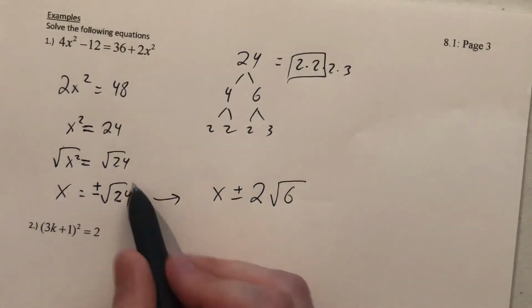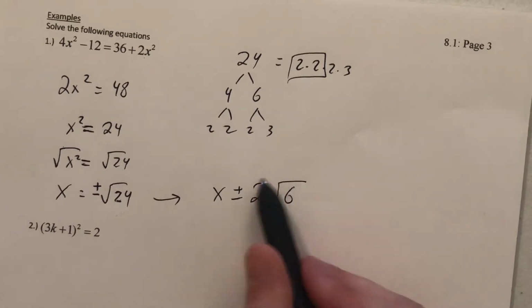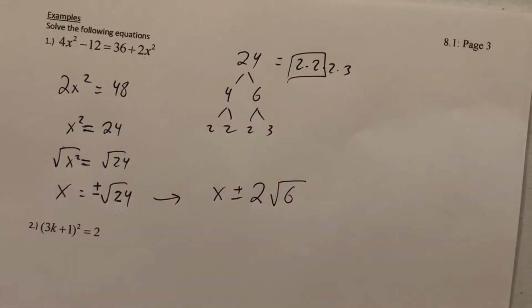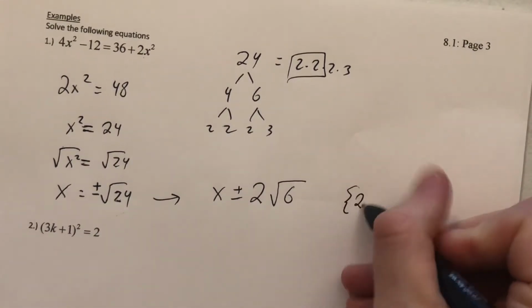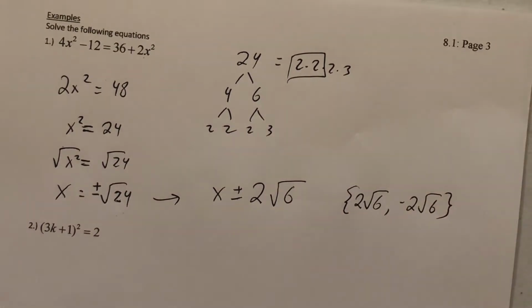So we always want to simplify the radical, but notice the plus or minus stayed out front of it. It's plus or minus that thing, right? Root 24 simplified. So that's an answer of 2 root 6 and negative 2 root 6.